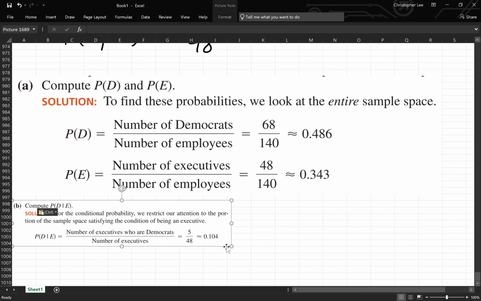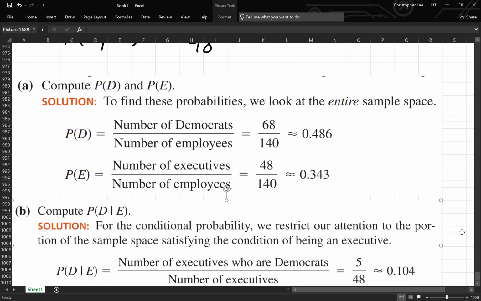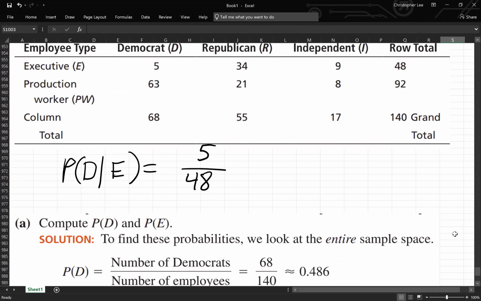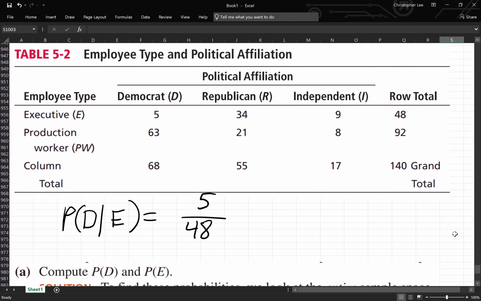Let's take a look at that. To compute the probability of Democrat given executive, for the conditional probability, we restrict our attention to the portion of the sample space satisfying the condition of being an executive, right? So we look at the total number of executives, which is 48. And out of all of those executives, only 5 of them are Democrats. So 5 over 48. And that's it. Again, you don't need to give me the decimal answer. I know y'all all have calculators. I'm good with the 5 over 48. Let me see what else I could ask y'all.